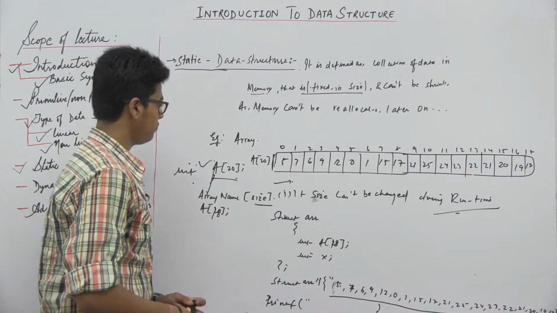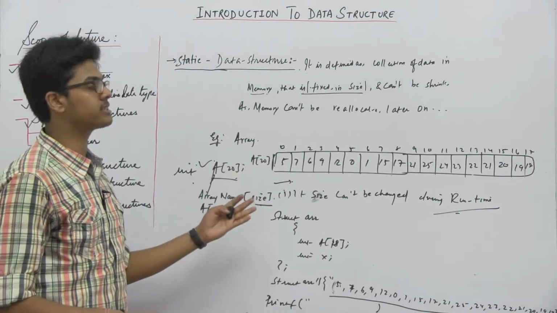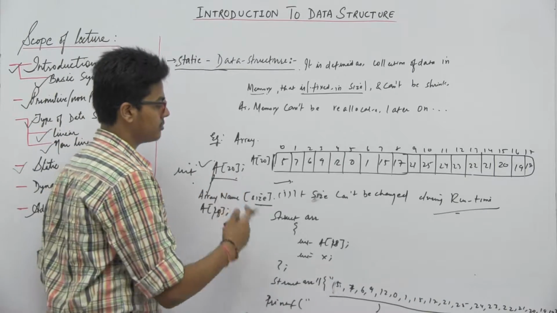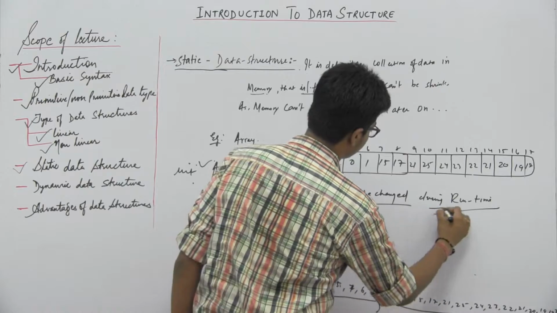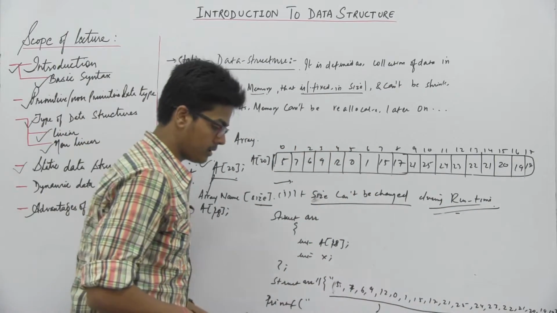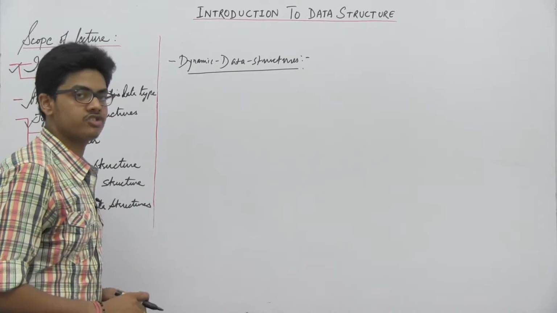So basically in static data structures, the sizes are fixed and memory can be reallocated later on, and the most important point is that size cannot be changed during runtime. During runtime, you cannot change the size of an array, to grow or shrink. So coming to the dynamic data structures.